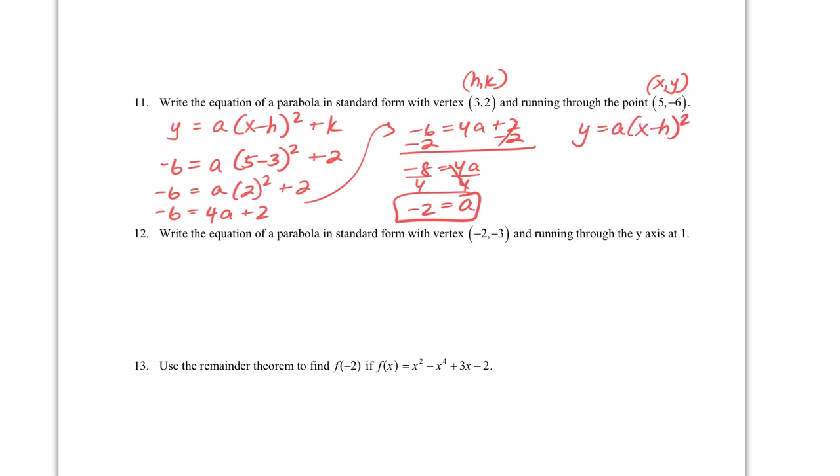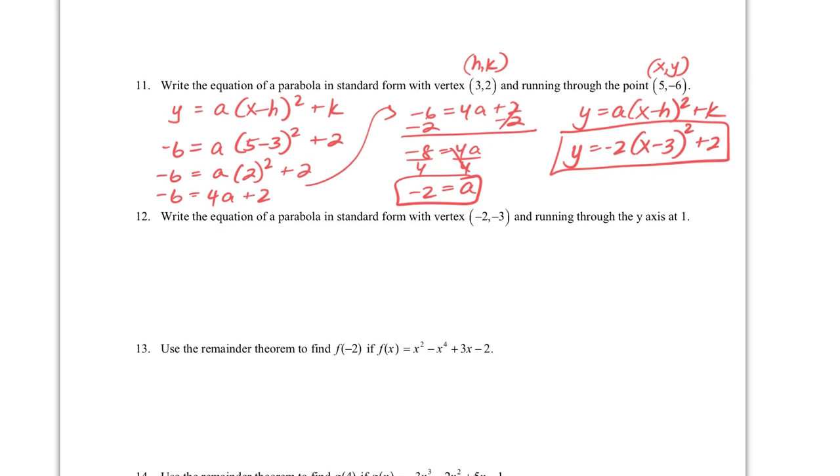So now I go back to the original equation, y equals a times (x minus h) squared plus k. I'm going to leave the y, and I'm going to put the negative 2 in for the a, and I'm going to leave the x in there too. I want the x and I want the y. The a, the h, and the k get replaced. So the a is negative 2, the h is a minus 3 here, and the k is a plus 2. And so here we have the equation of that parabola that has a vertex of (3, 2) and goes through the point (5, negative 6).